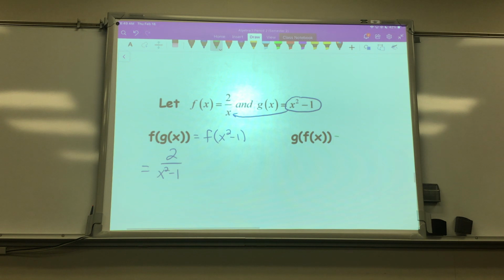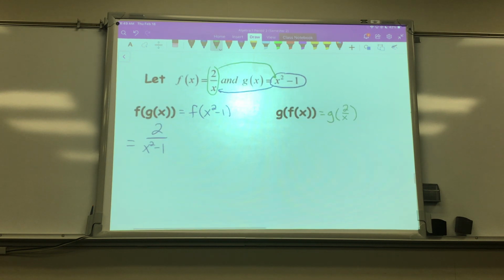So g of f of x then, that's saying g of f of x, which is 2 over x. So I'm going to take 2 over x and plug that into x, correct? So one thing I like to have you guys do, this is where x would go, right? You square that minus 1. What am I replacing x with? 2 over x. That's 4 over x squared, right?